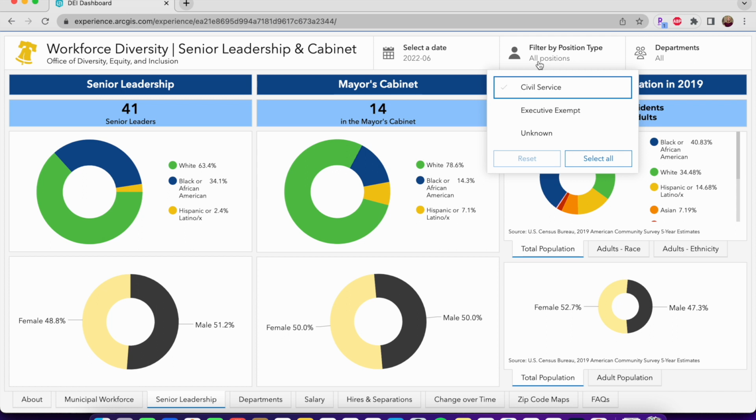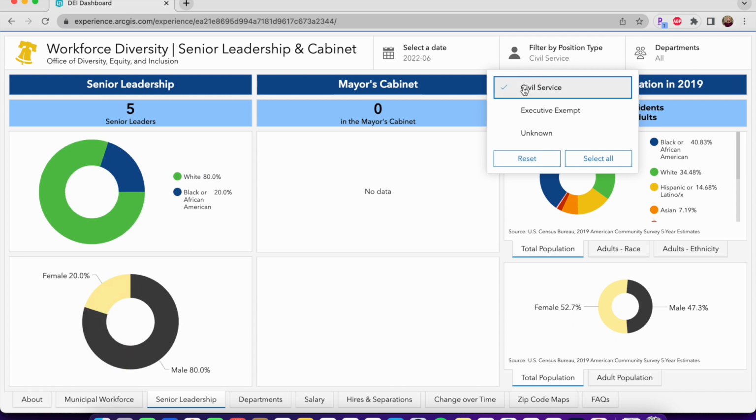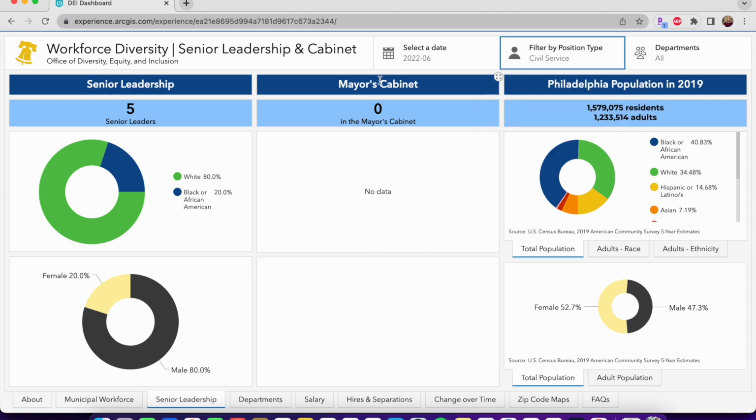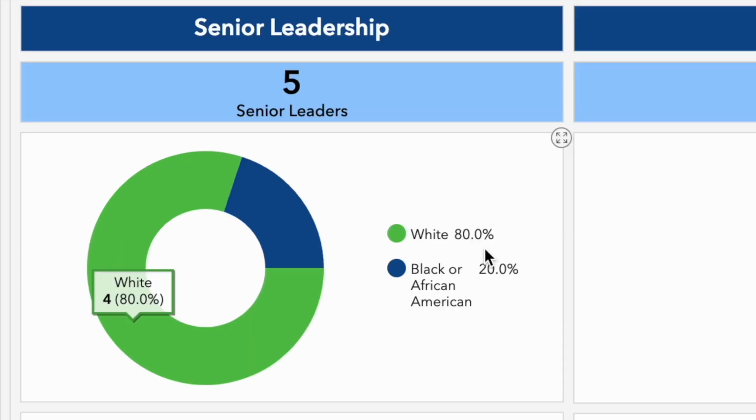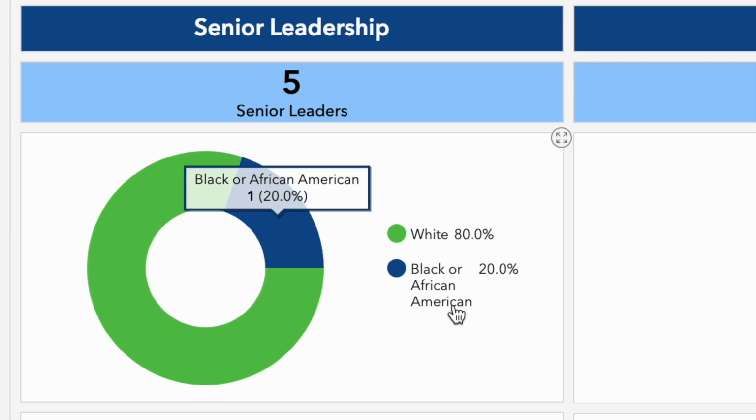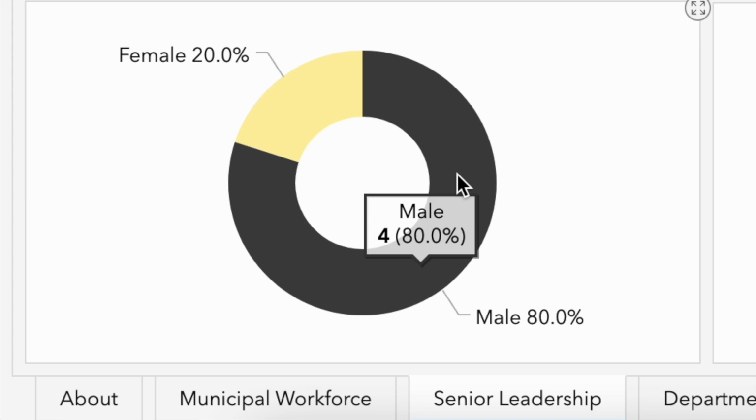If we want to select certain positions, let's say this time we want to pick civil service employees, we can see here that there are not any civil service employees serving within the mayor's cabinet, but we do have 5 senior leaders. 80% of those senior leaders are white, 20% are Black or African American, 80% are male, and 20% are female.